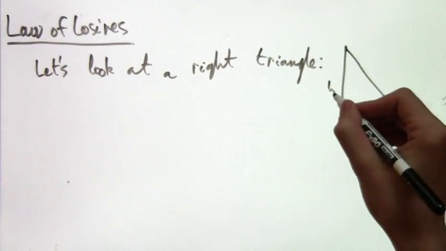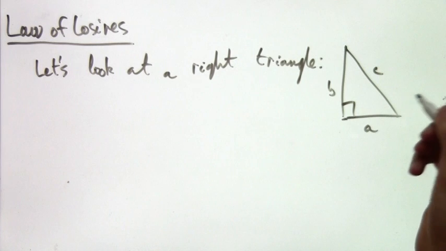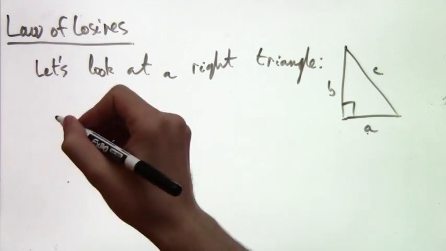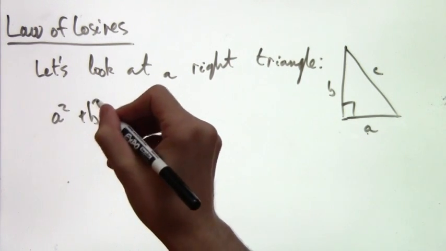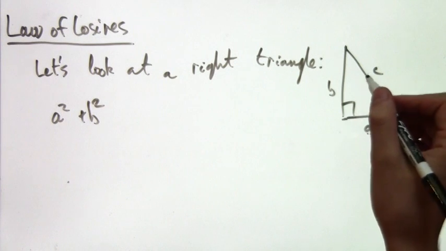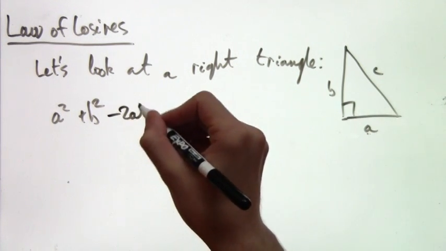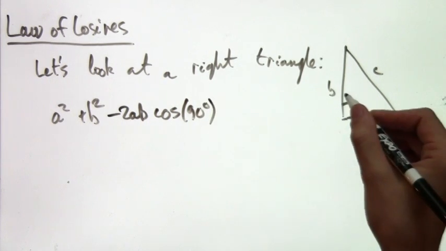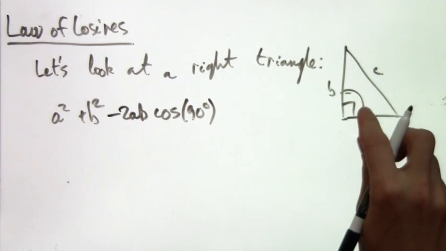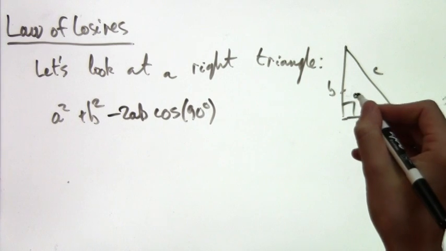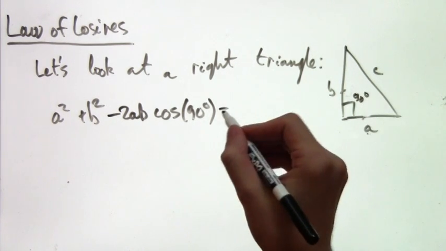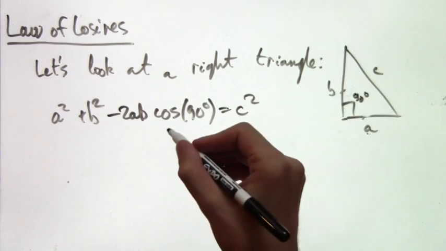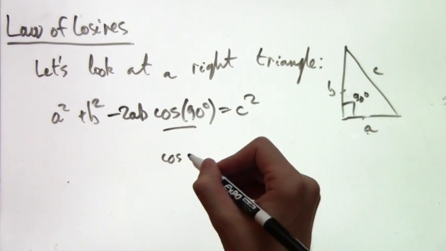So here we have just some right triangles, side lengths A, B, and C. And we're going to apply the law of cosines. And we know that there's that 90-degree angle, so we do a squared plus b squared minus 2 times their product times the cosine of the angle between them is 90, because it's a right triangle and A and B are the legs. So we have the cosine of 90 degrees, and then that equals c squared.